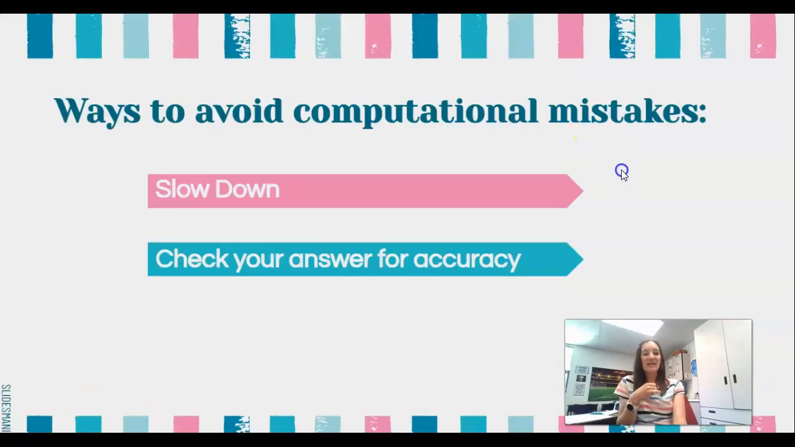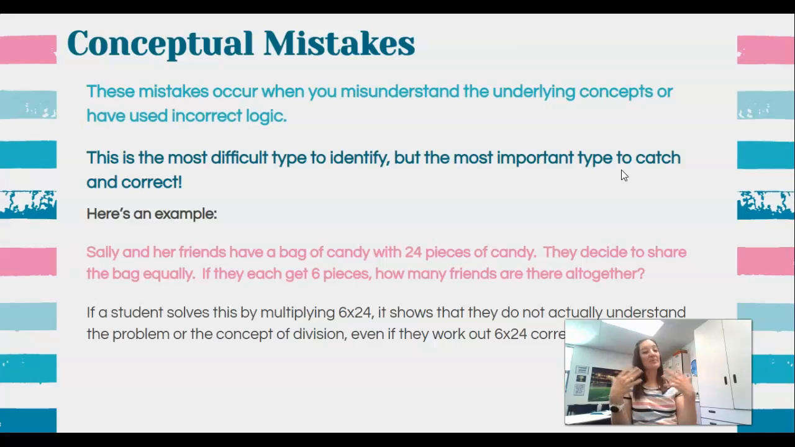Okay, so the last mistake is called a conceptual mistake. If you understand the concept of something, it means you really understand it in your brain. And you understand why we're adding. You're understanding why we multiply when we have a set that happens over and over again. That's conceptual understanding. This mistake is a little harder to identify and to realize that it is the mistake, but it's also the most important one to catch and correct.